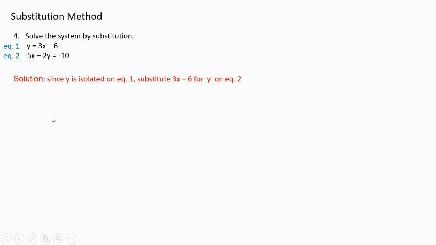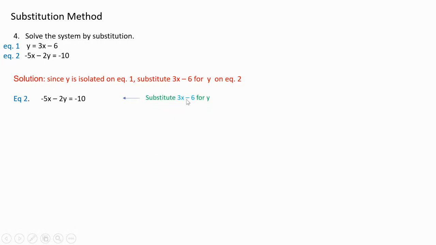Okay, by substitution, we have to try to isolate one of the variables. In this case, the y is already by itself, right? It's already isolated. So since y is isolated in equation 1, we're going to substitute 3x minus 6 for y in equation 2. In other words, I'm going to plug 3x minus 6 right here for the y.